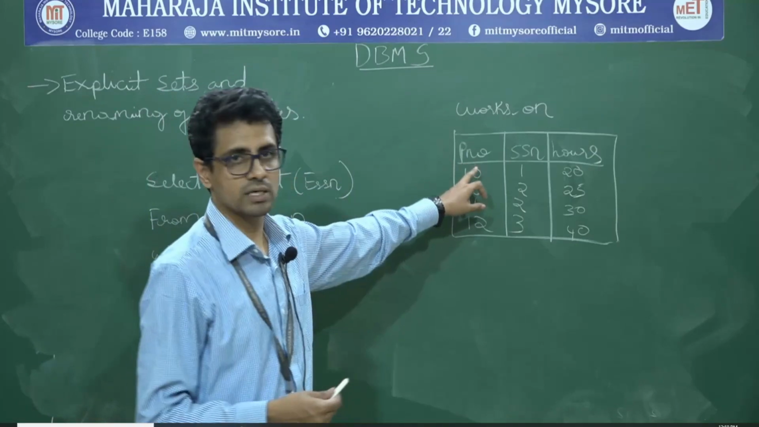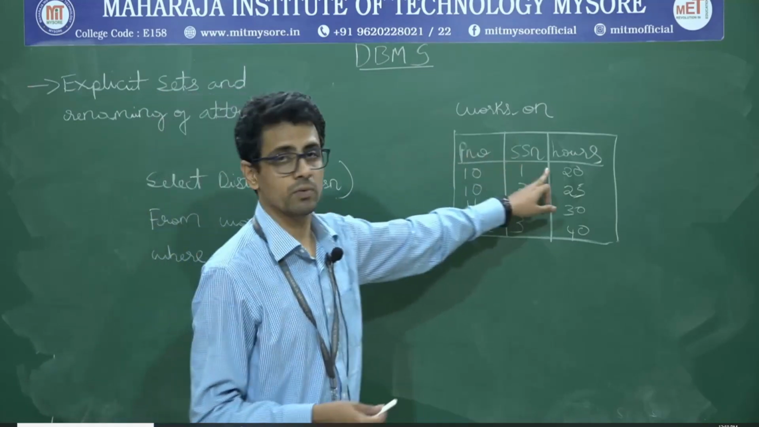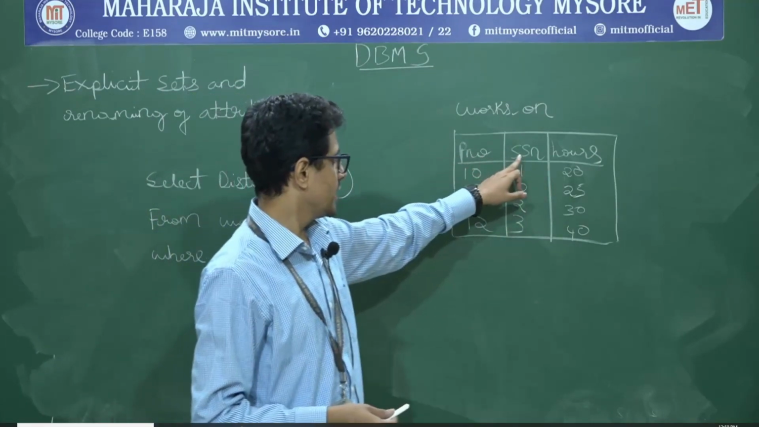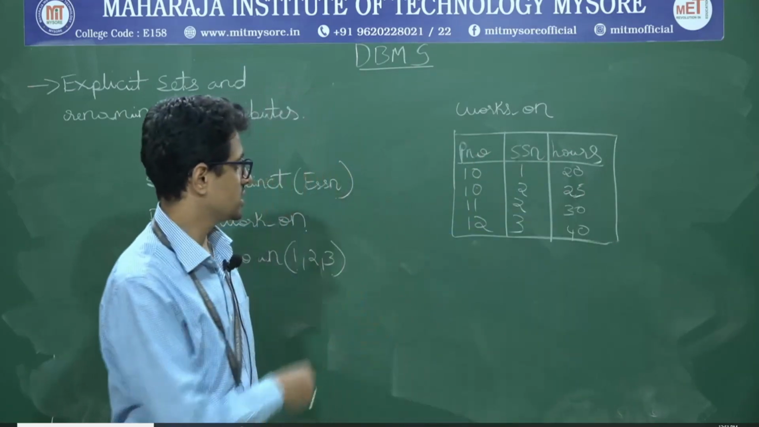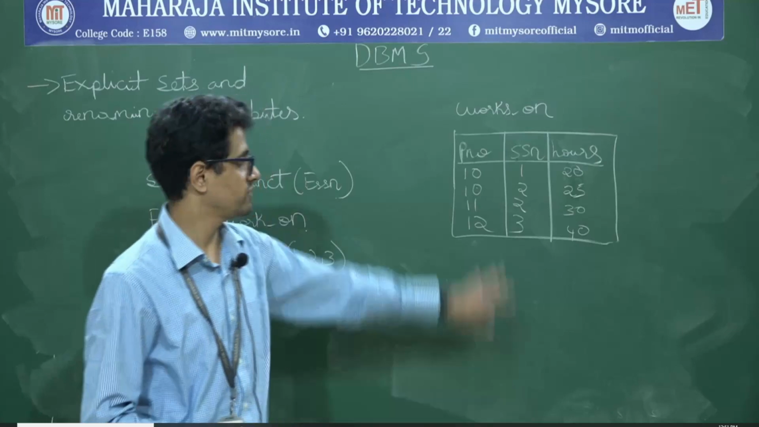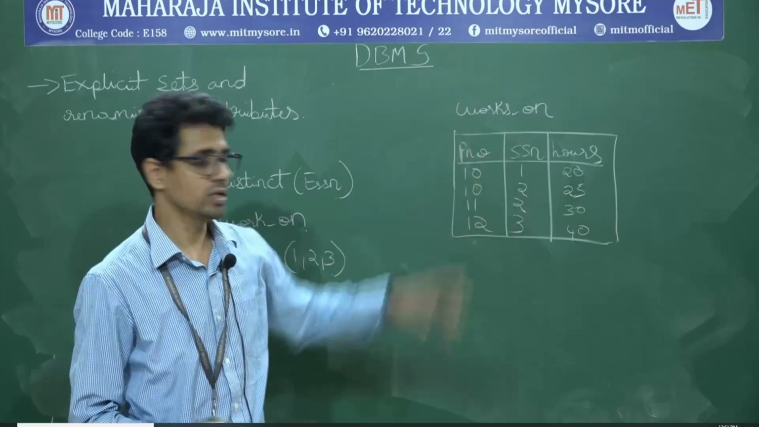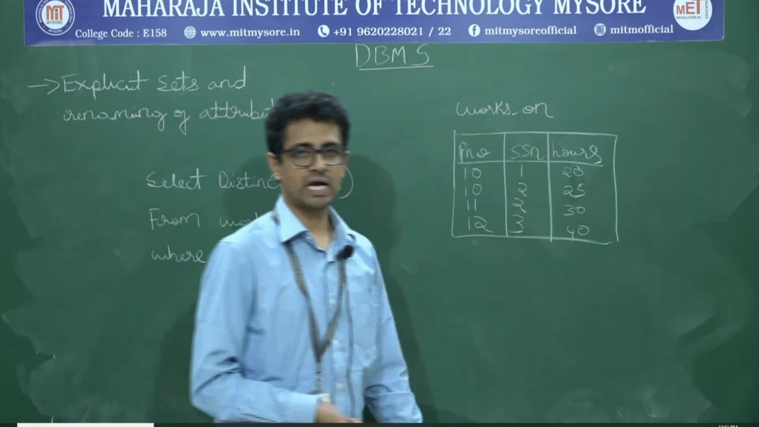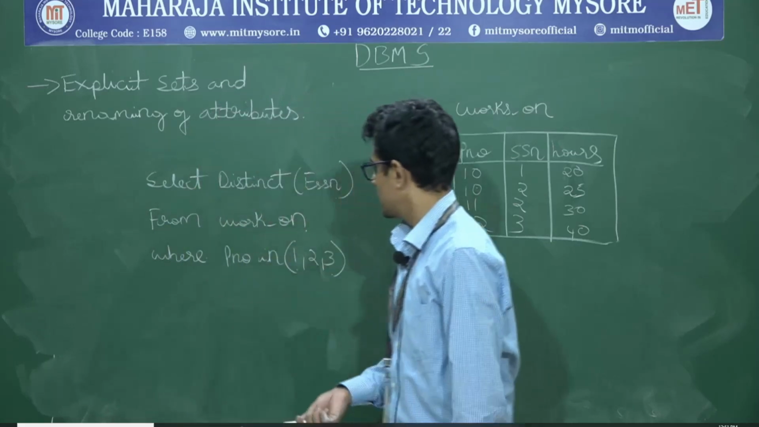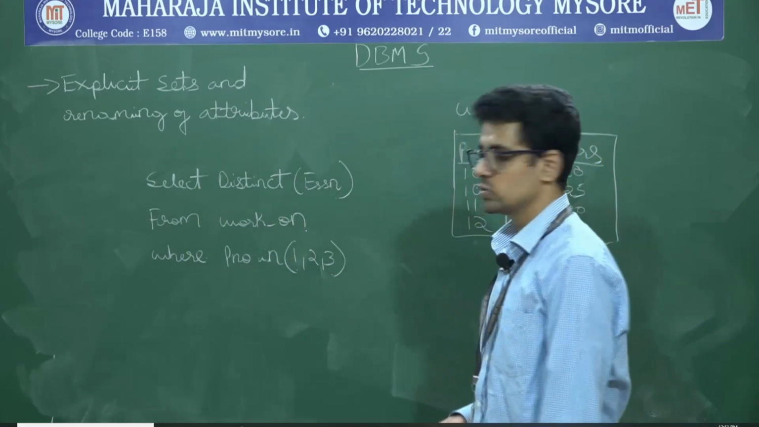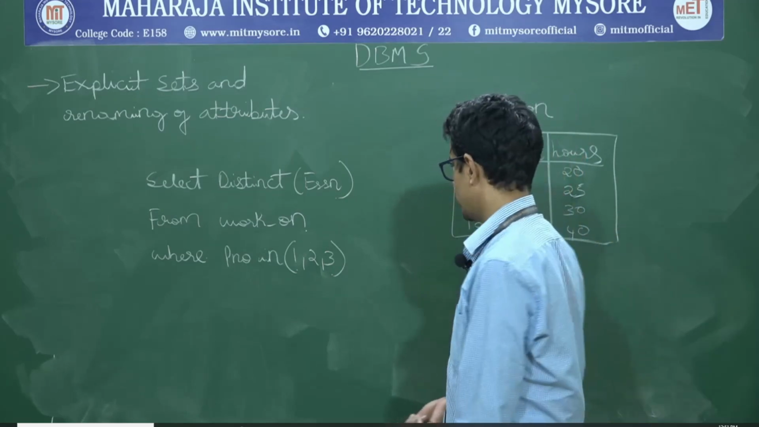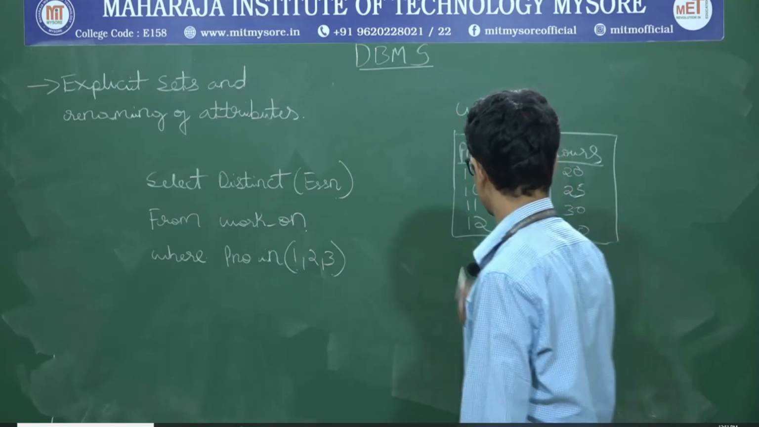WORKS_ON gives me the relationship between the project and the employee. That is, an employee works on a project and how many hours he is working. So it gives us this relation, and to have that relation, we have this WORKS_ON table. So now if they ask you to retrieve the details of employees who are working in project number 1, 2, 3.